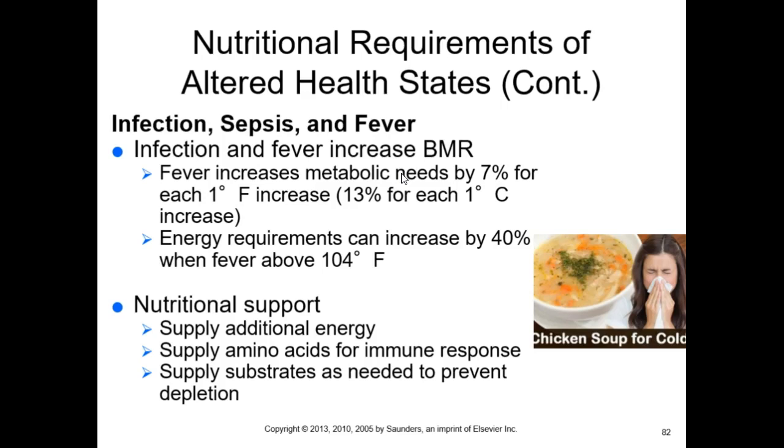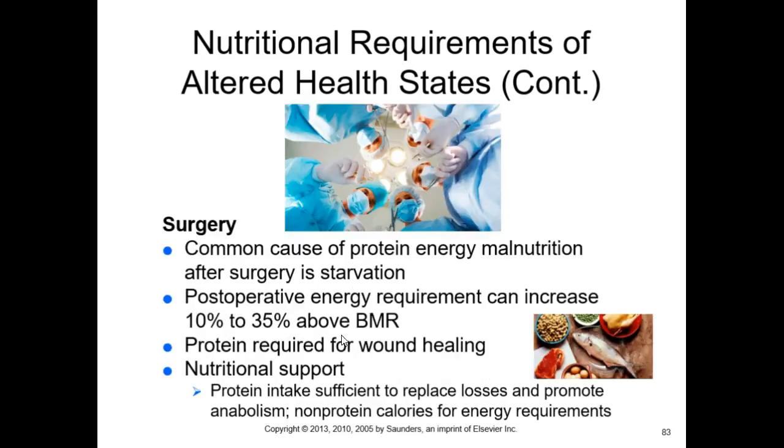So additional energy, and when we say additional energy, we usually mean glucose, right? Most simply, we mean glucose. Maybe we need fats. Amino acids for immune response because you need to make immunoglobulins. And then as needed to prevent depletion. That just means pure calories. If somebody's had surgery, they're going to need a lot of protein to repair the damage.